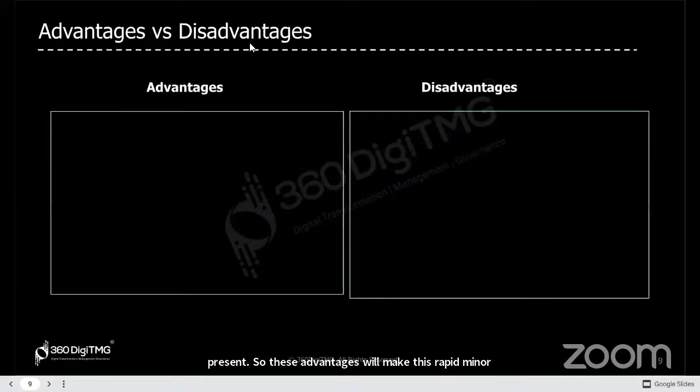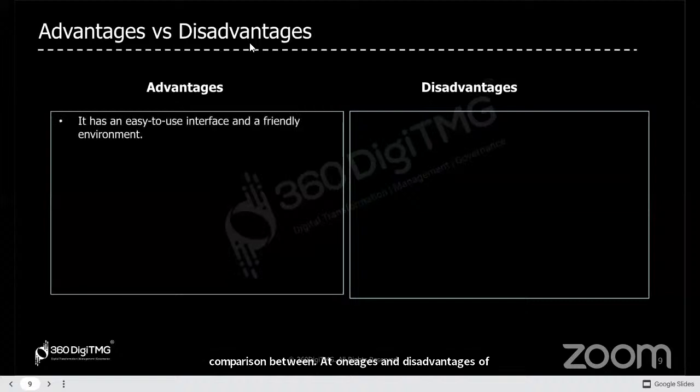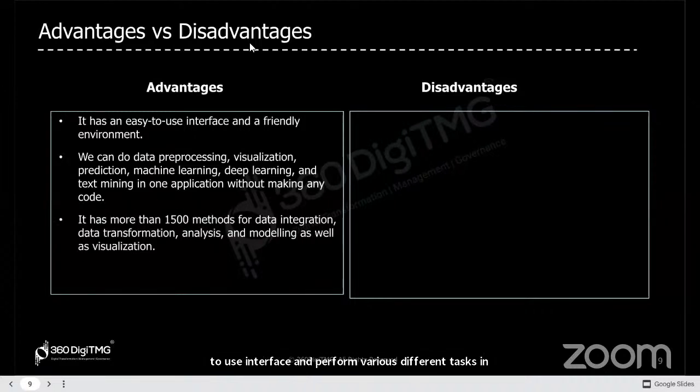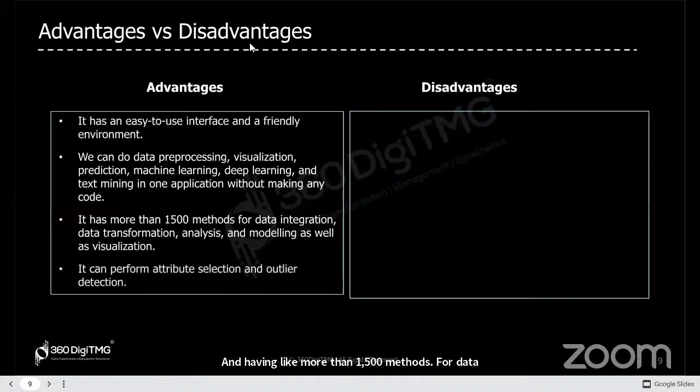And what is next? Here there is the comparison between advantages and disadvantages of RapidMiner. Coming to the advantages, which we have seen before: an easy to use interface, performing various different tasks in one application without writing code, and having more than 1,500 methods for data integration, data transformation, and various other tasks. And also it can perform outlier detection and attribute selection. Coming to the disadvantages, what are the disadvantages of RapidMiner?